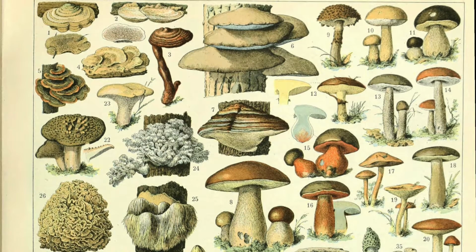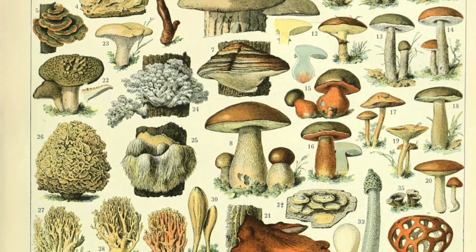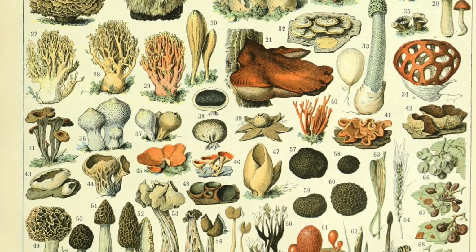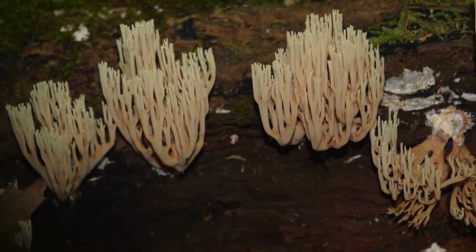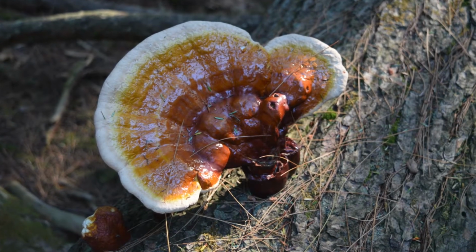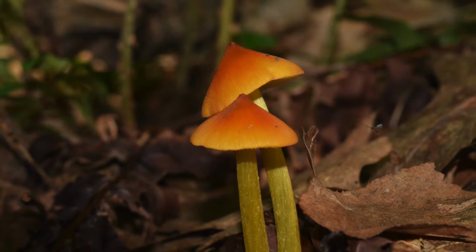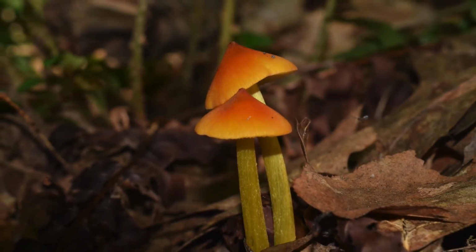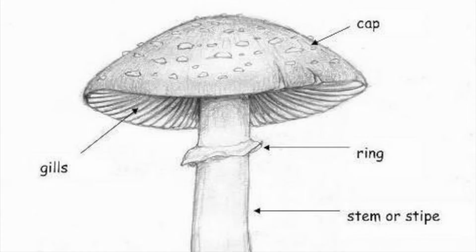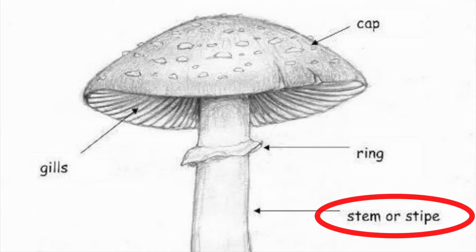Mushroom identification. If we want to learn how to identify a mushroom, we must learn about the different parts of a mushroom. Though mushrooms come in all sorts of different shapes and sizes, let's just look at a typical cap and stalk mushroom to make this easier. These are often called cap and stalk mushrooms because it has a cap and a stalk. The stalk of a mushroom is actually called the stipe.